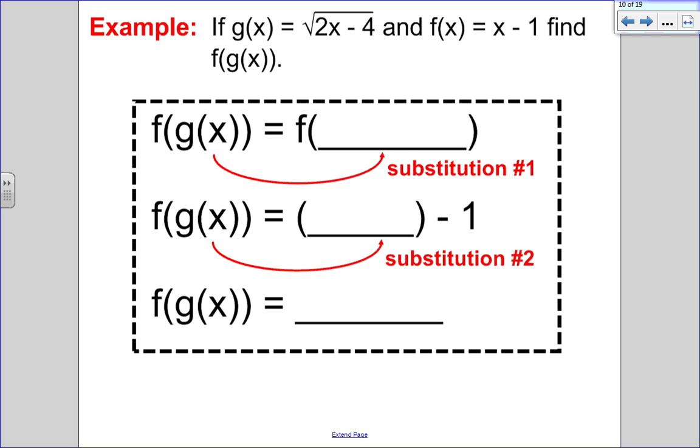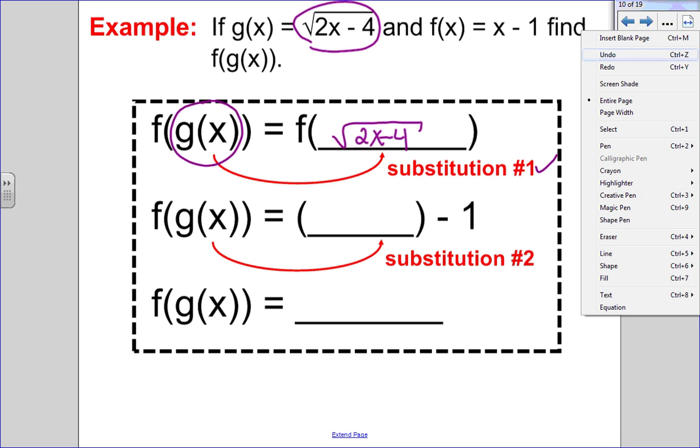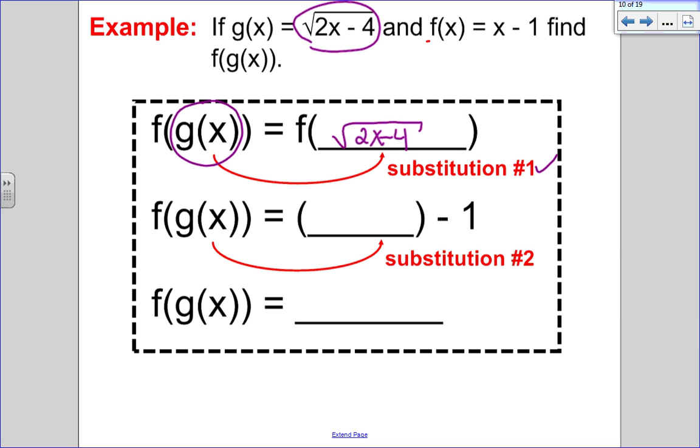So if I want to come up with a general expression for f of g of x, start inside g of x. And I can see up here that g of x is the square root of 2x minus 4. So that's my substitution number 1. So now to do f of g of x, I'm going to substitute the root 2x minus 4 for x in f. So I'm dealing with this new function f, and instead of an x, I'm going to substitute my new x value, which is the square root of 2x minus 4.